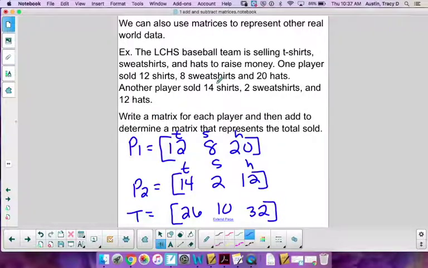Now, we could even make these matrices bigger. We could say that they were selling gold and black t-shirts and sweatshirts and hats. And then we would have one row that would be gold and one row that would be black. And then we would have t-shirts, sweatshirts, and hats. And it is possible to have bigger matrices. You just split up what it is you're describing and make sure you label the rows and the columns. So it's not a big deal.